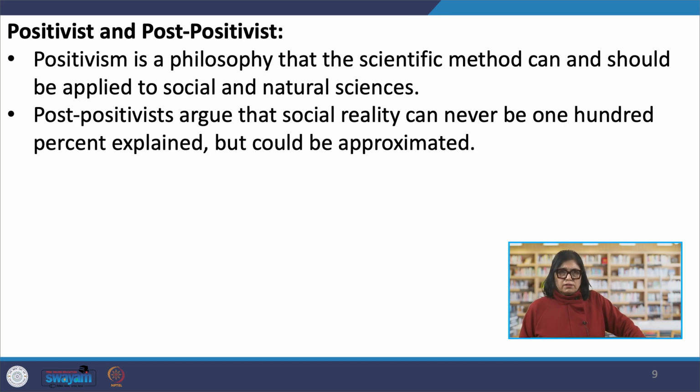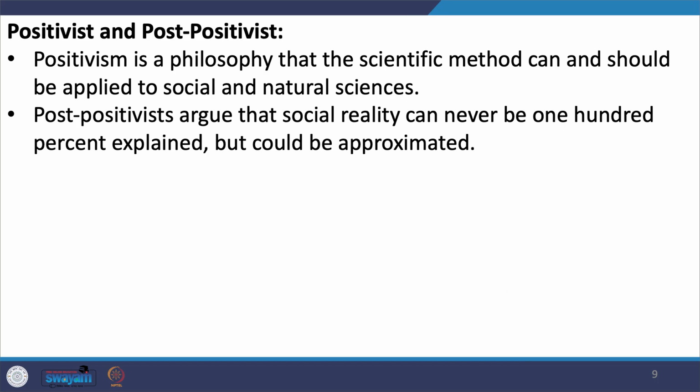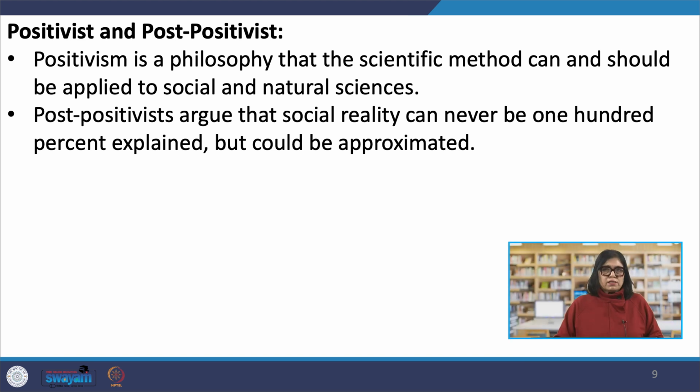We must discuss the positivist and post-positivist frameworks. Positivism is a philosophy that the scientific method can and should be applied to social and natural sciences. Essentially, positivist thinking insists that the social sciences should use natural science methods in their research. It stems from the positivist ontology that there is an objective reality that exists wholly independent of our perception of the world as individuals.